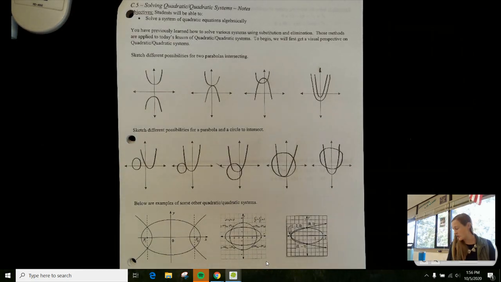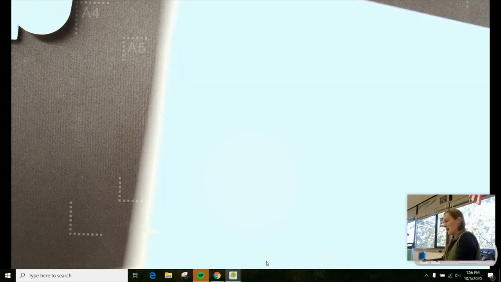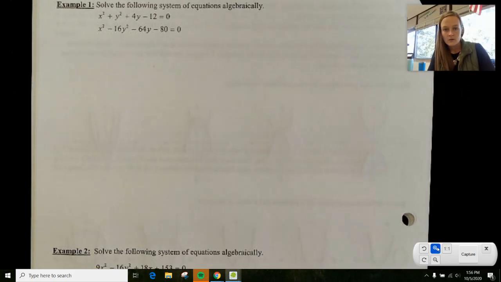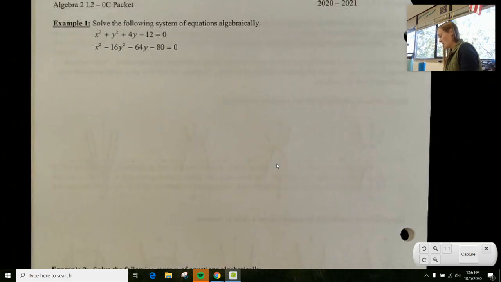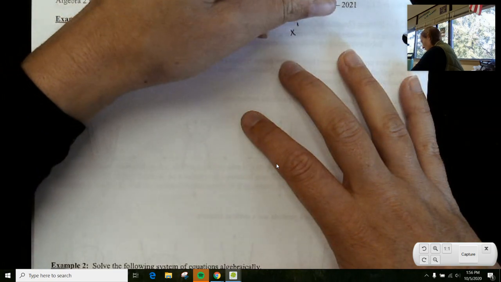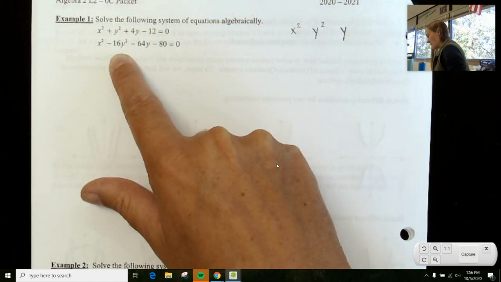All right, so flip your page to page 26. And we'll just start right off with example 1. So something that I like to start with is looking at my variables. Now notice here you have x squared, y squared, and y in the top. I'm just going to write those over here. X squared, y squared, and y. And in the bottom, you also have x squared, y squared, and y.